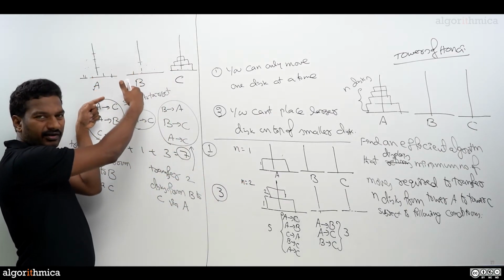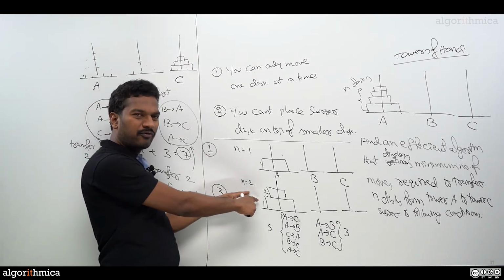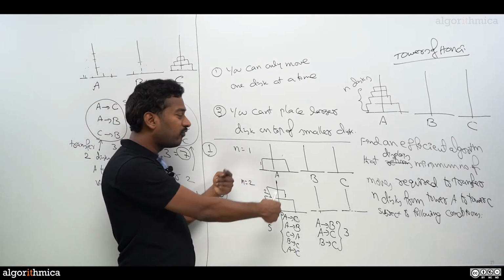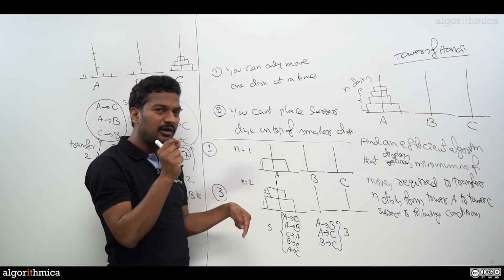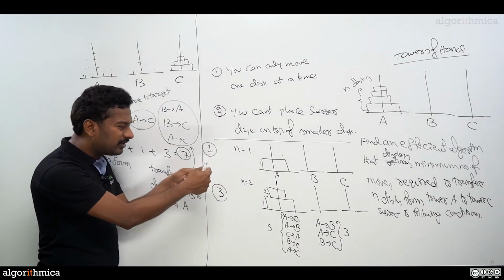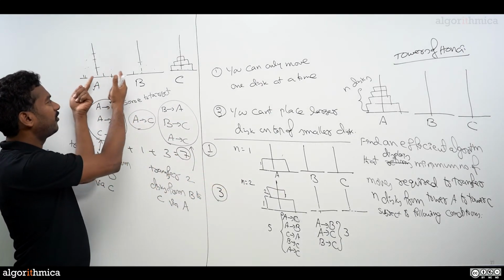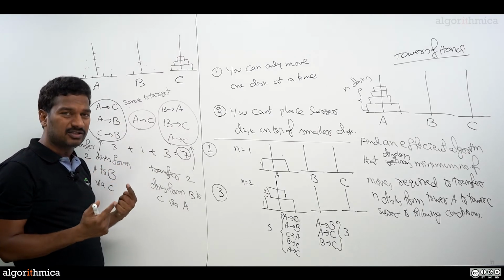So when 3 is given, you have reduced the problem to 2 disks. You can take help of 2 disks again, reducing it until you get a very small problem where you know the solution straight away. From that, you can solve n equal to 2. From n equal to 2, we can solve for n equal to 3. This is a solution building strategy.